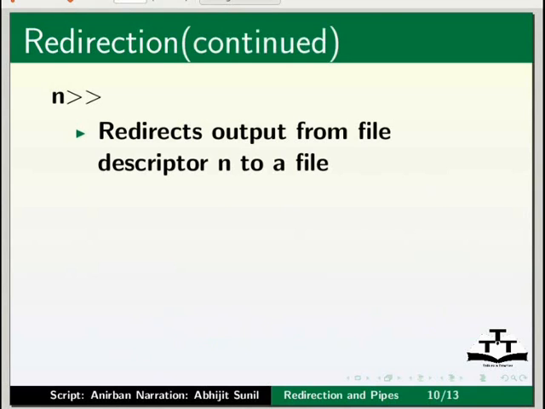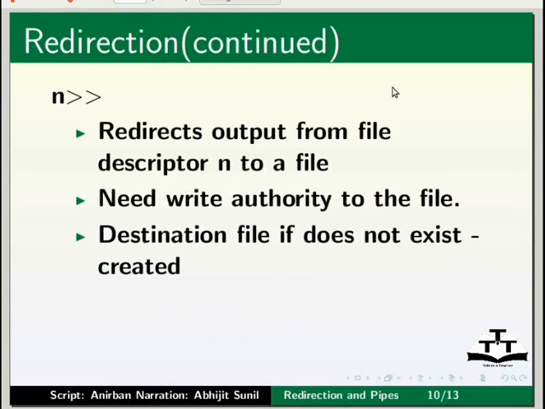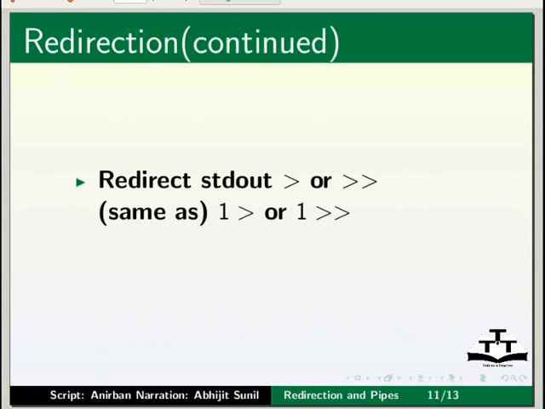N double right angle bracket also redirects output from file descriptor n to a file. Again, you must have write authority to the file. If the file does not exist, it is created. If it does exist, the output is appended to the existing file. The n in n single right angle bracket or n double right angle bracket refers to the file descriptor. If it is omitted, then standard output, that is file descriptor 1, is assumed. So just the right angle bracket is same as one right angle bracket, but to redirect error stream you have to use two right angle bracket or two double right angle bracket.